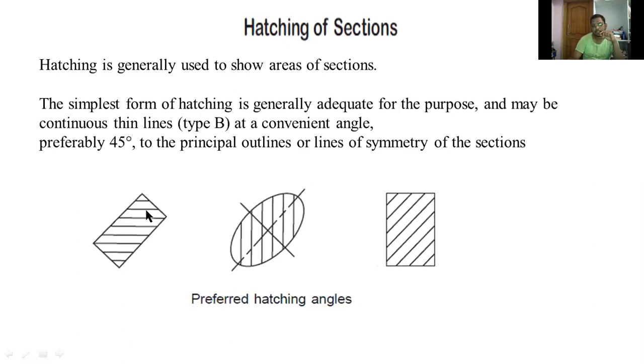Here I am using a 45 degrees angle for drawing the hatching lines. Here the angle between the principal line and this hatching line is 45 degrees. This outside boundary line is called visible edges, and you also have to treat it as principal lines. The angle between principal lines and hatching line is 45 degrees. It may be right side hatching or left side hatching. It depends upon the diagram.